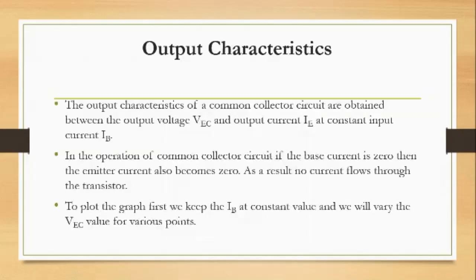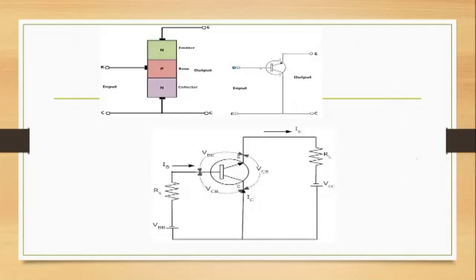So output characteristics. The output characteristics of the common collector circuit are obtained between the output voltage VEC and output current IE at constant input current IB. Okay. So here, please see the circuit diagram. In this one, for getting the output characteristics, IB is constant and VEC and IE values are varied.